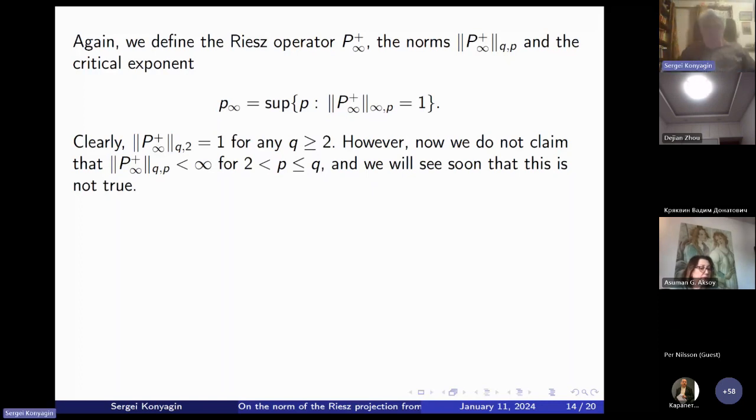But now we don't claim that for any p and q, if q is greater than or equal to p and p is less than infinity, this norm, the Riesz operator, is necessarily bounded. We cannot claim that this number is finite, and we'll see that it's not finite. Actually, the difference is that there is no Riesz theorem for the infinite dimensional torus.